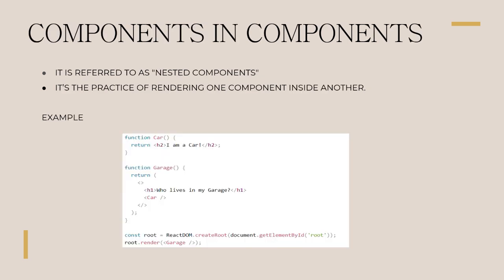Next is components in components. This is the process of using one or more components in another component. It allows you to build complex UI with reusable components. This also follows the concept of parent-child components, where a parent contains one or more child components. Here we have a function named Car, and we also have another component called Garage.